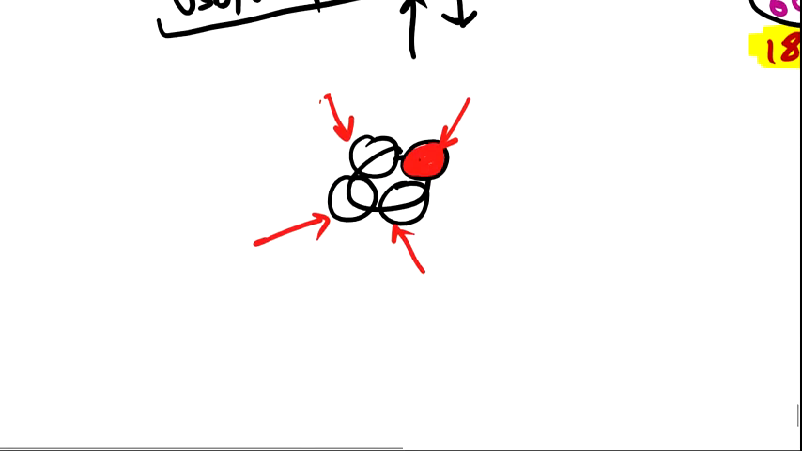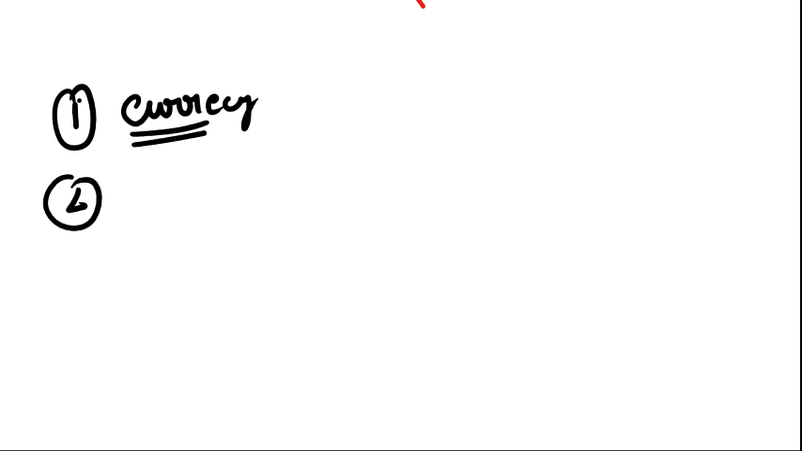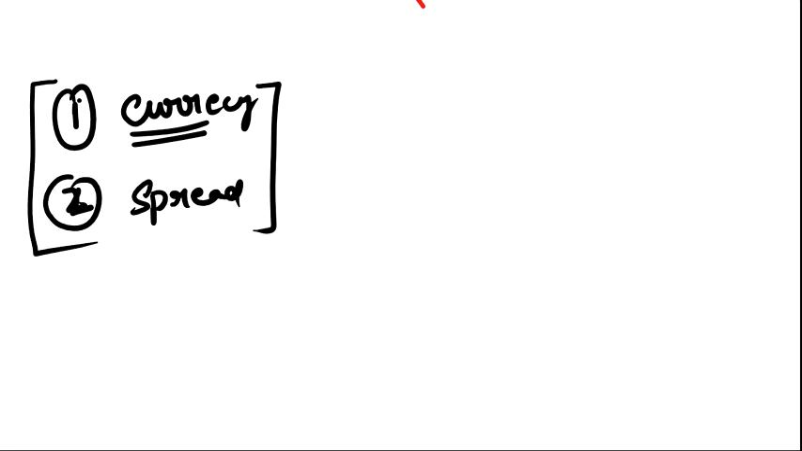Clear? So till now we have covered 2 points. Point number 1 is the understanding of the currency, the buying and selling, at what rate you will buy, at what rate you will sell, how to convert and how to exchange. And second is about the spread. These two core important points we have covered.